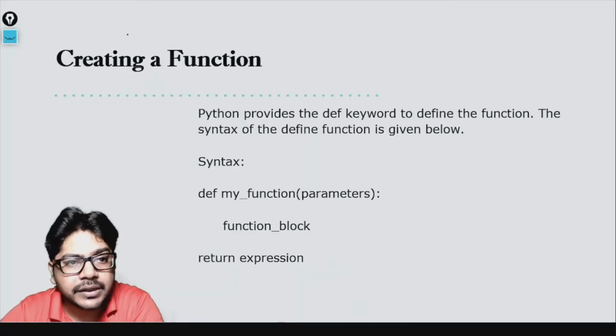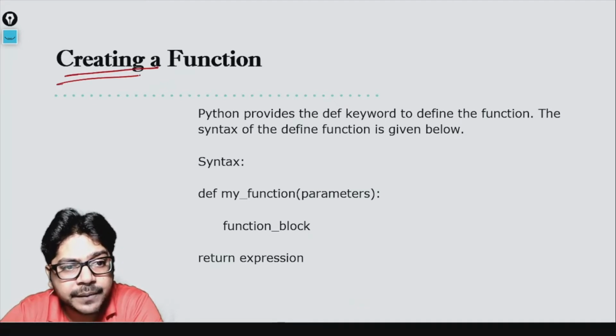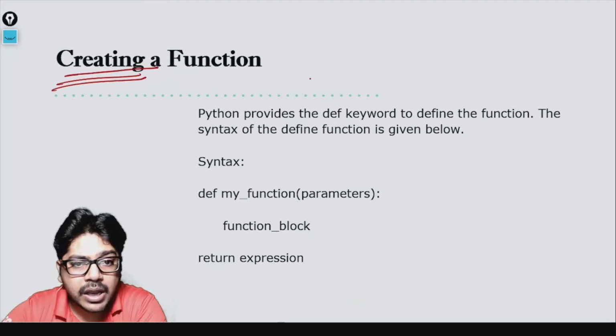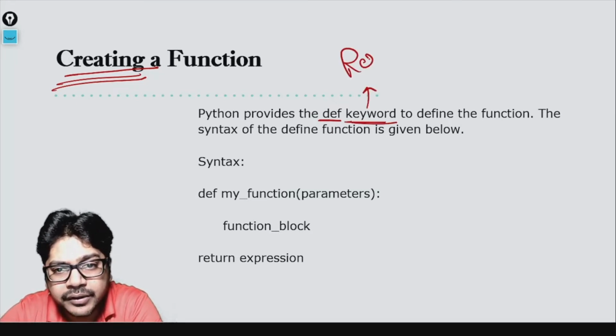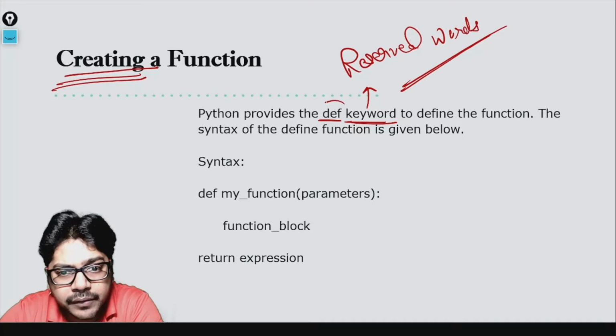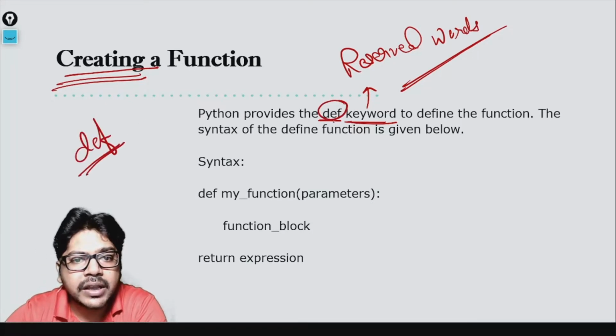Now let's proceed further: how do you create a function? That's the most important thing. Python provides the def keyword. If you do not remember keywords, let me remind you: keywords are reserved words which have a special meaning in the memory of the computer, right? So there is a word called def. Using the def keyword you can create your own function.